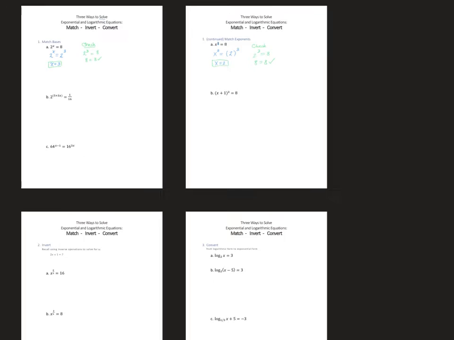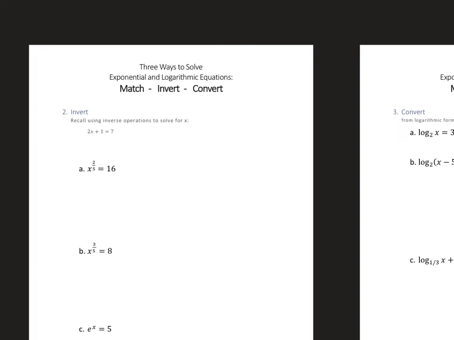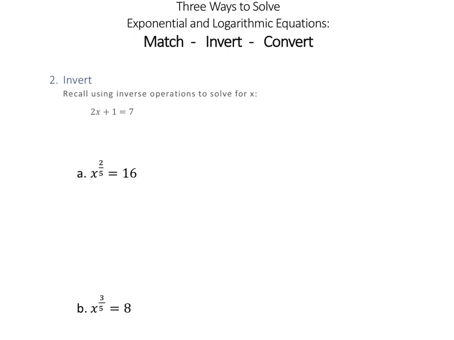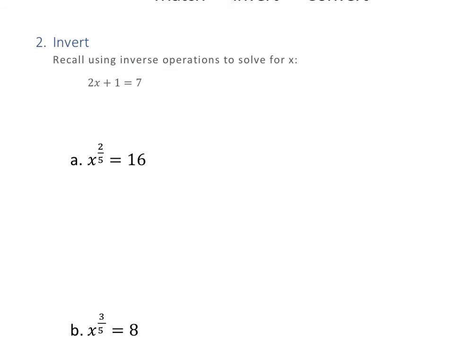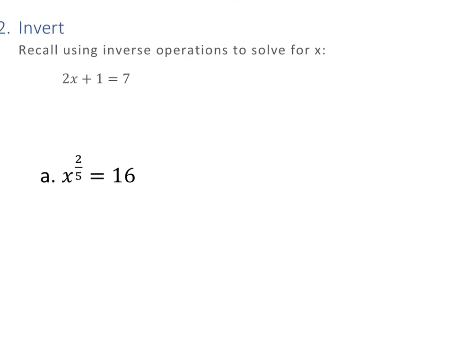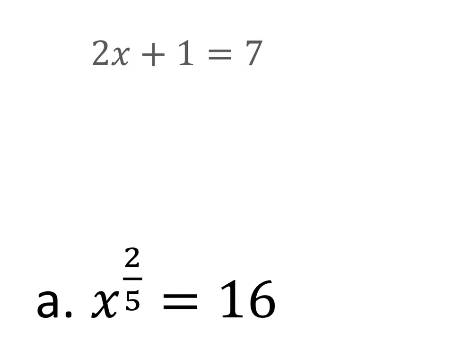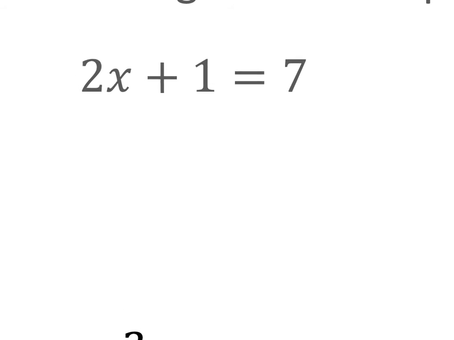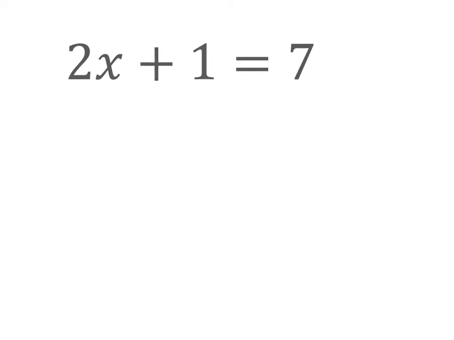Now we also have the type of problem where you use inversion. To explain this, recall that using inverse operations to solve for x is something you've done in the past with something more simple like 2x plus 1 equals 7. So what would you do to get x by itself here? We would do inverse operations, and when we say inverse operations, we mean operations that would undo the mathematical operations that have already been done. So what's been done to x?